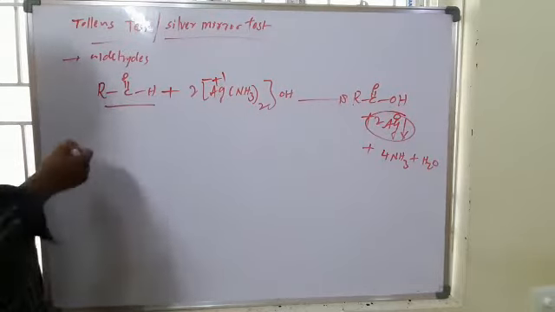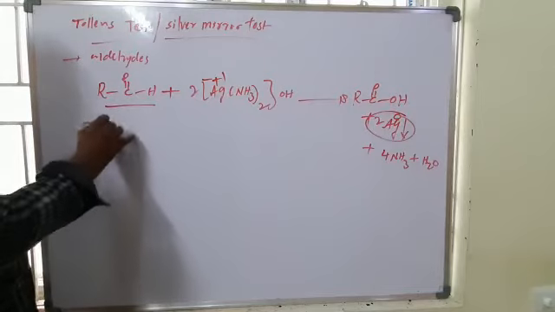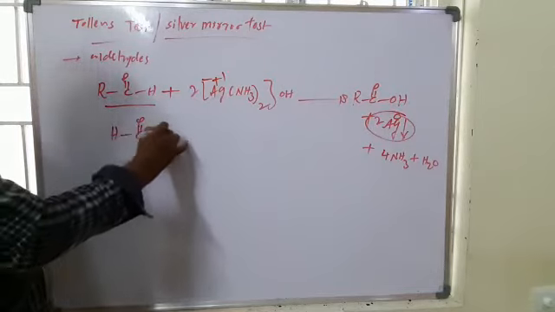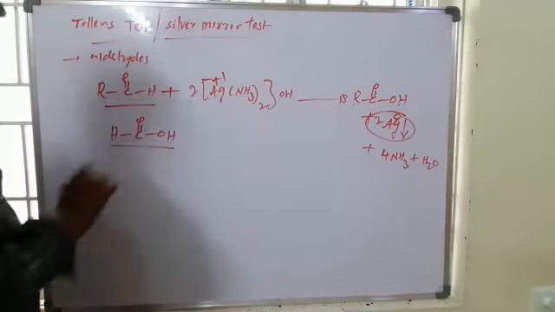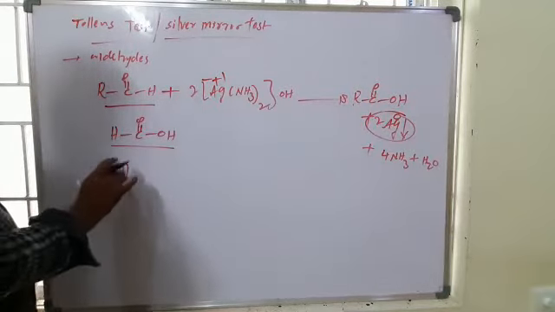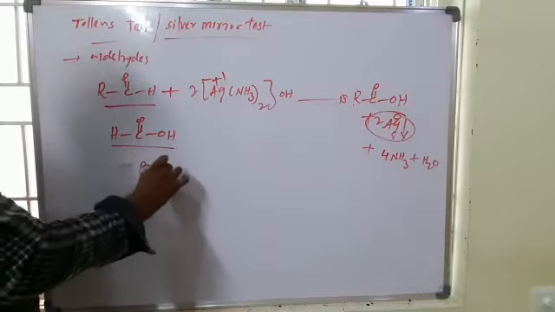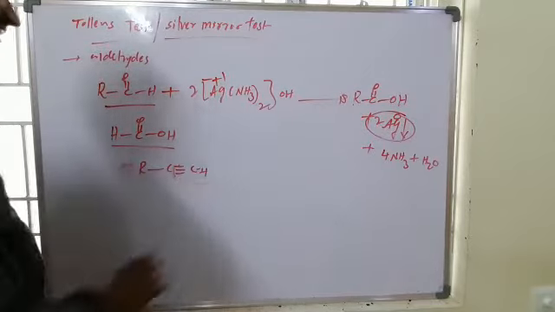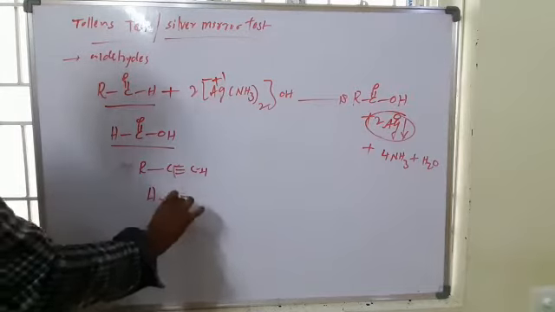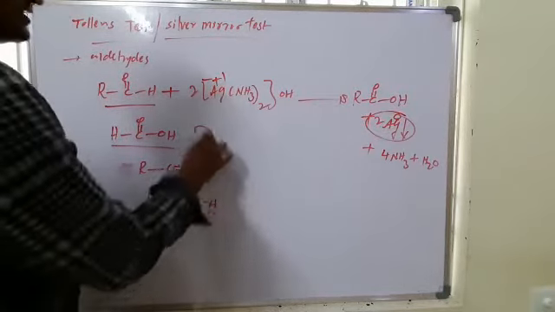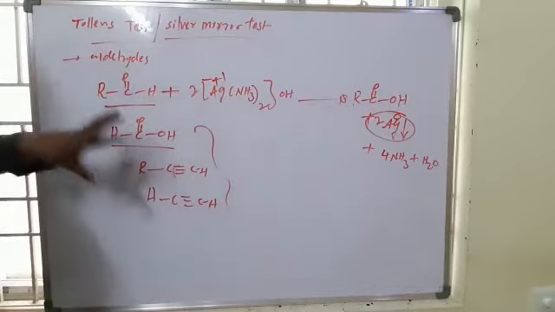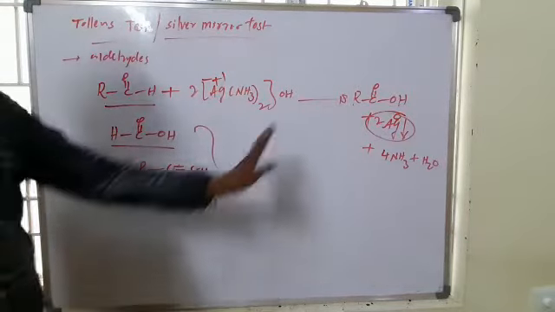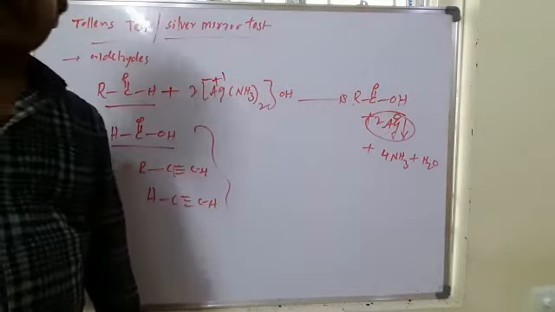It is given by any aldehydes, and formic acid also gives it as an exception. Terminal alkynes also give it. Terminal alkynes mean C triple bond CH must be at the end, and acetylene also gives it. So these are exceptional cases, along with aldehydes. So this is the silver mirror test.